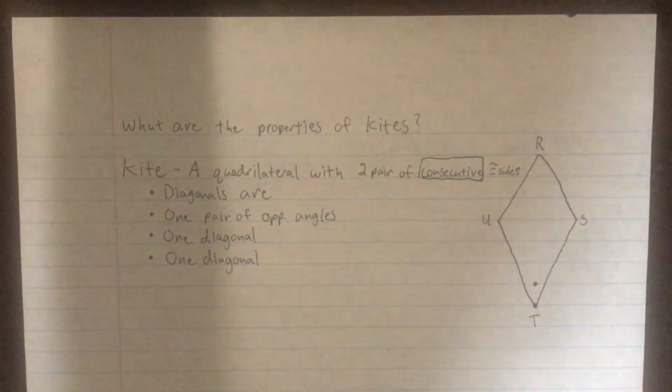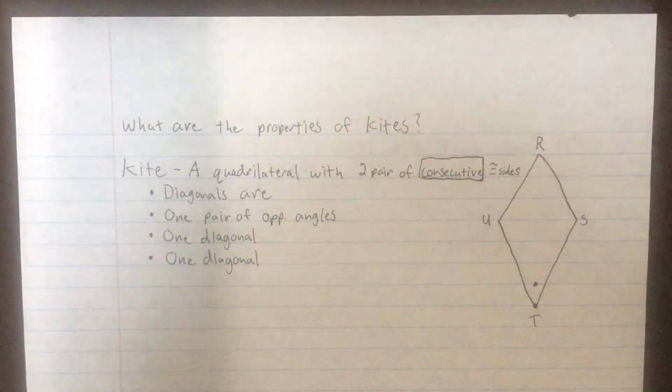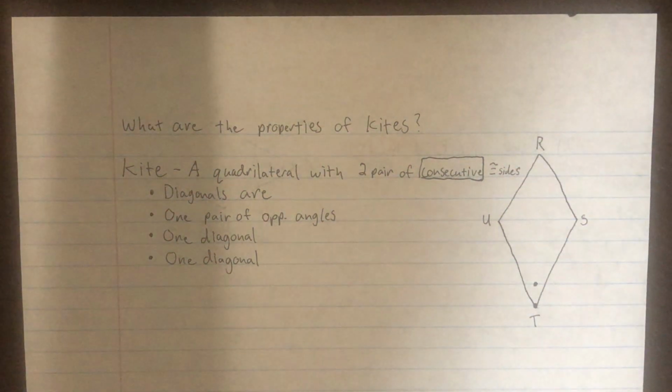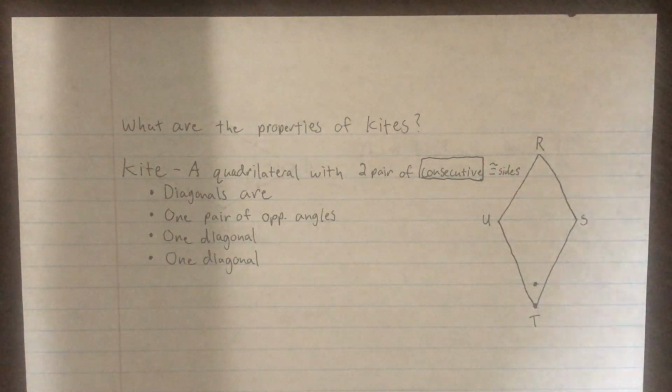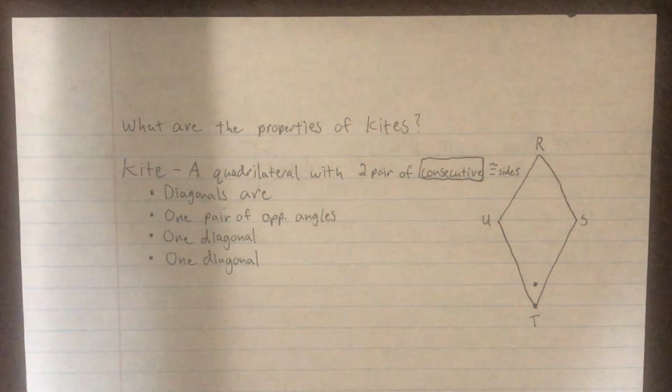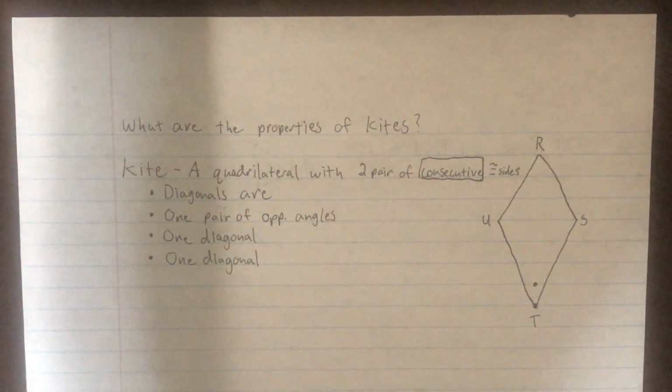Video number 3 for the week is the properties of kites. Our essential question is to understand what the properties of kites are, what a kite is, and how we can use these properties to find missing parts of it. So, first off, the definition of a kite.